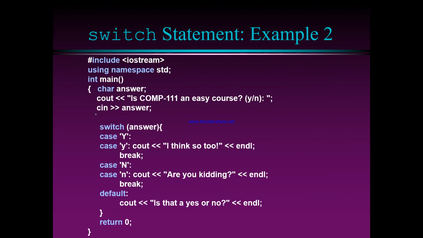Okay, so this is another example. Answer is a variable of type character, and we use cout to show a prompt message to the user. He or she will give the input y or n. It can be in capital or small. So we will see how capital and small y and n can be controlled in the switch statement. We get y or n from the user in the answer variable.